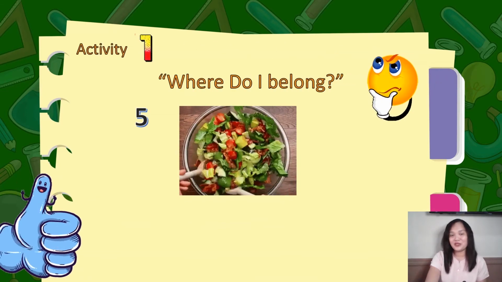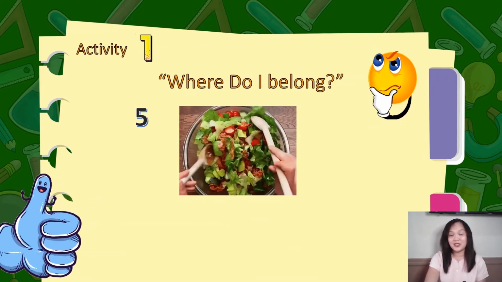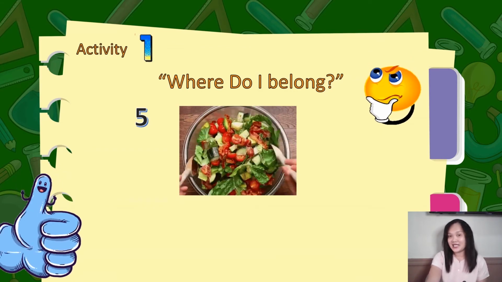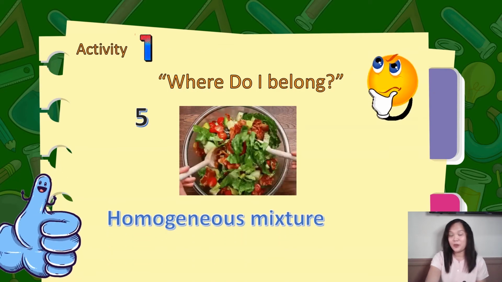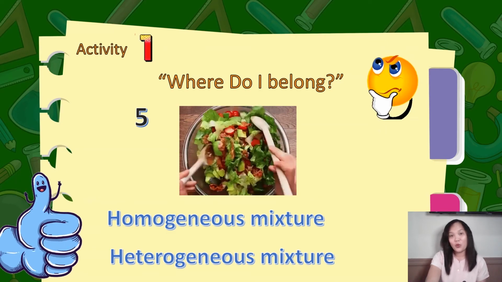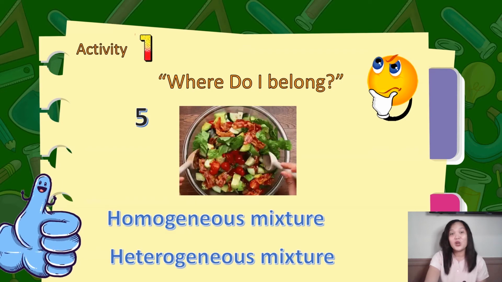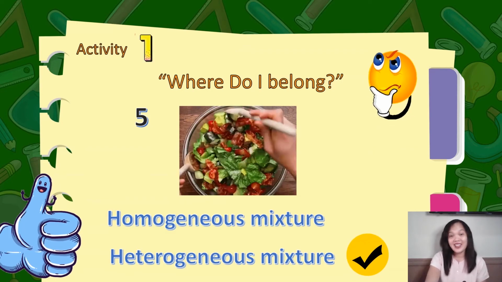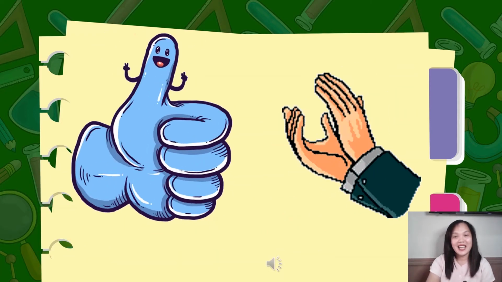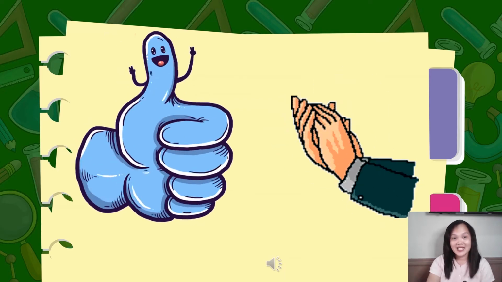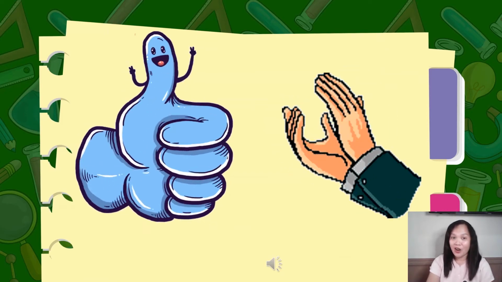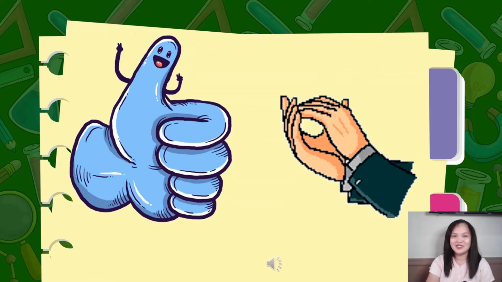Number 5. A bowl of vegetable salad using 5 different kinds of vegetables. Is it a homogeneous mixture or a heterogeneous mixture? What's your answer? Correct. It is a heterogeneous mixture. Good job! Now that you can identify what is a homogeneous mixture and a heterogeneous mixture, we can now proceed to another activity.